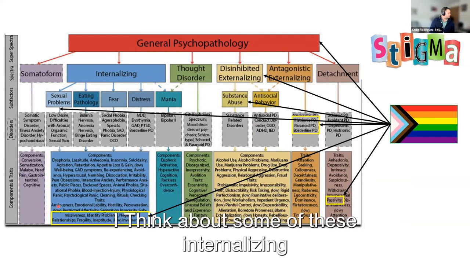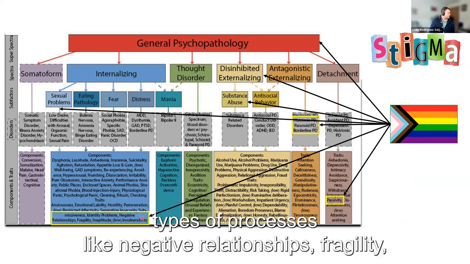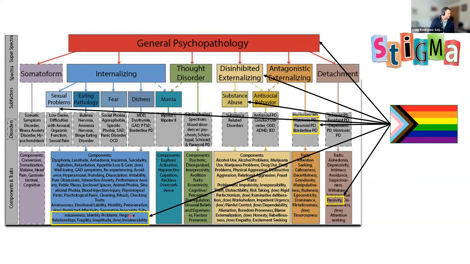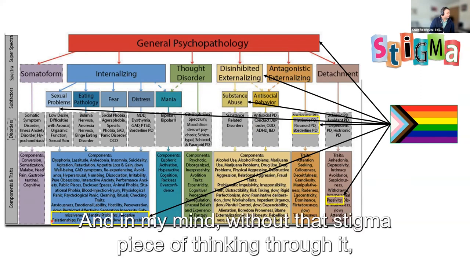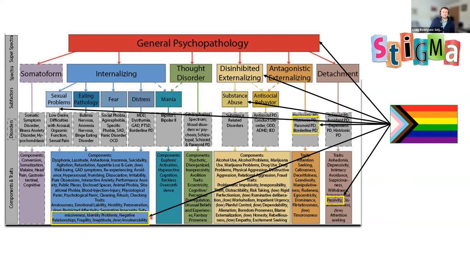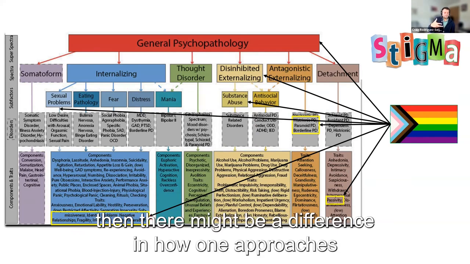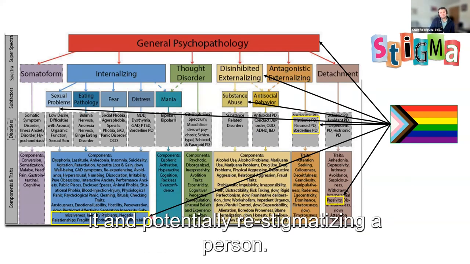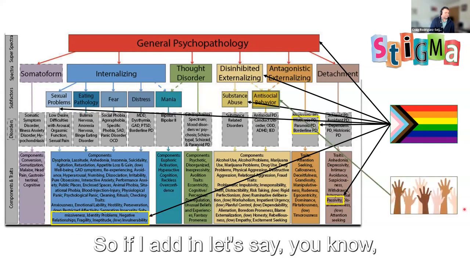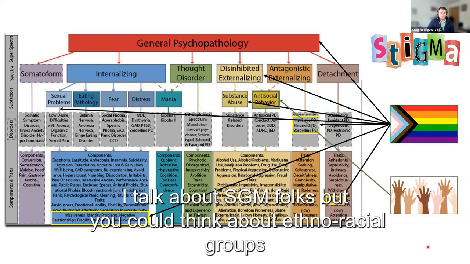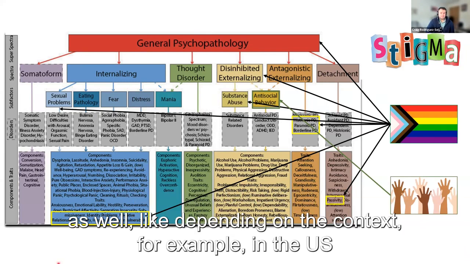I think about some of these internalizing processes, like negative relationships, fragility, vulnerability issues, and thinking about how stigma relates to them. And in my mind, without that stigma piece or thinking through it, there might be a difference in how one approaches it and potentially re-stigmatizing a person. I think of norm violations. I've talked about SGM folks, but you could think about ethno-racial groups as well, depending on the context.